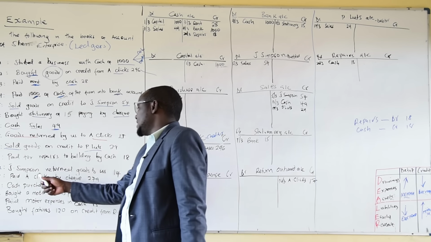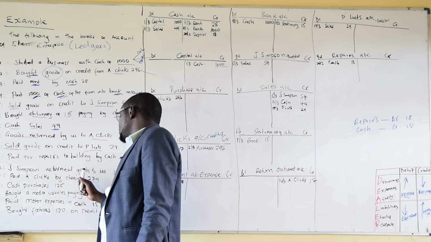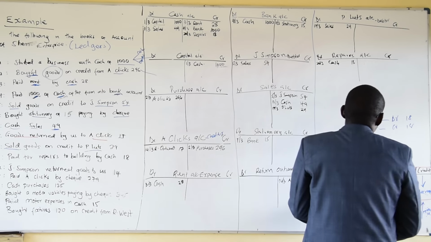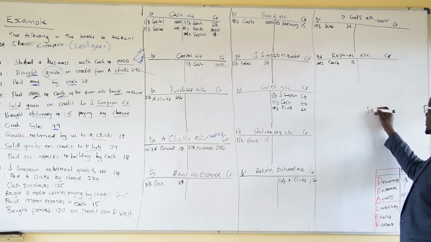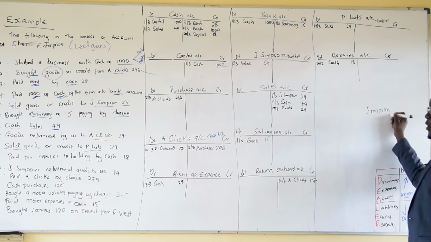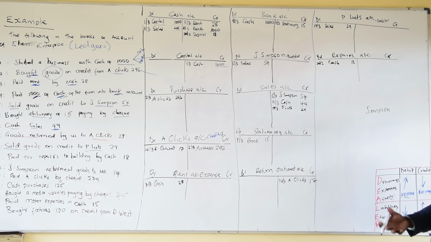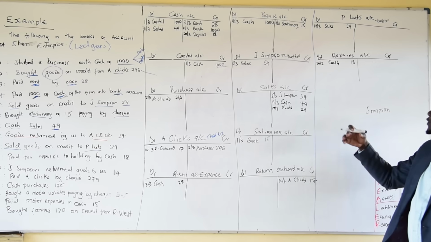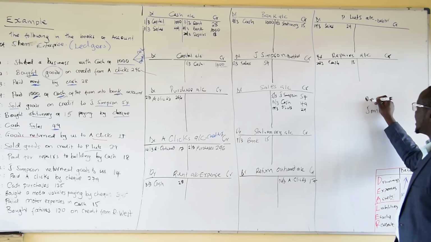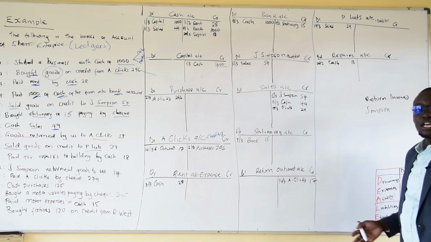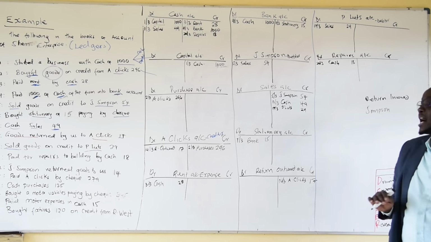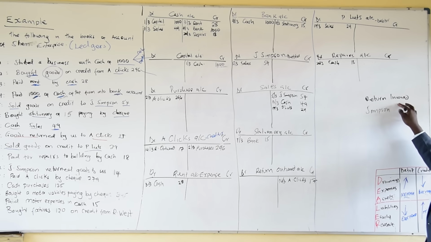Then we are told J. Simpson returned goods to us worth 14 shillings. So the two accounts being affected there are J. Simpson and return inwards. When we are the one receiving goods, these goods are coming to our warehouse. So these goods are called return inwards. We record them in an account called return inwards. So we are receiving stock. Increase in stock is a debit.